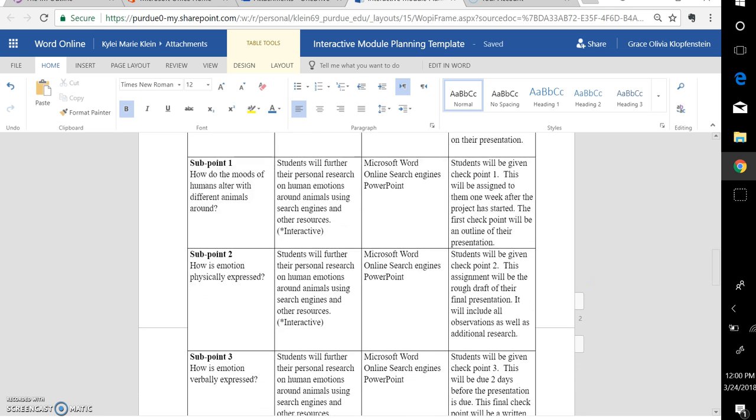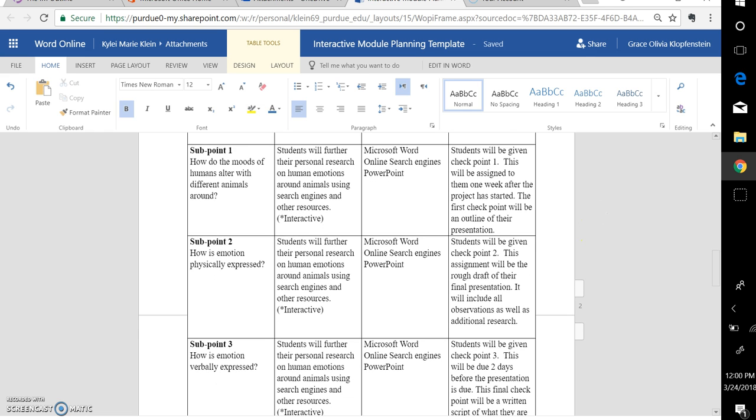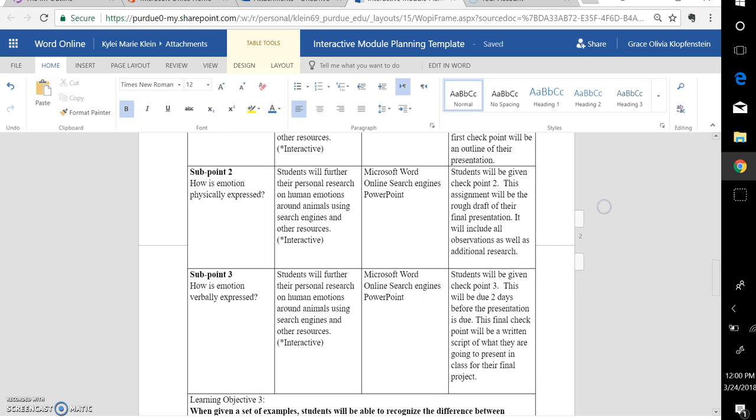Now I chose these different technologies because the search engines will allow them to do extra research, and then they will fill out their checkpoint on Microsoft Word, and then they will be creating this new presentation through PowerPoint. That's why all three technologies are the same.